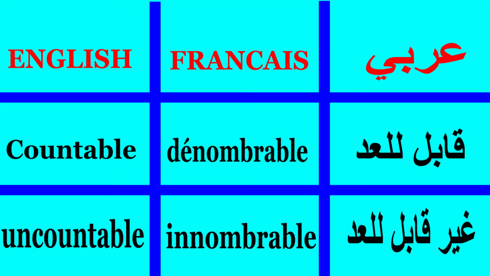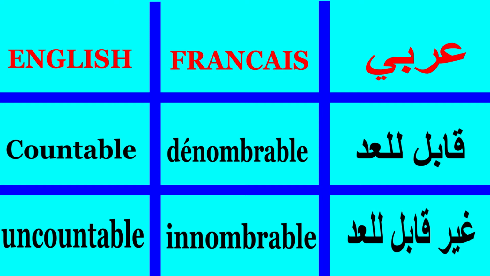In English we say countable. En français on dit dénombrable, dans le sens que on peut utiliser un chiffre avec, on peut utiliser un nombre avec. بالعربي نقول كلمة قابلة للعد، بمعنى أن يمكننا أن نستعملها مع عدد.